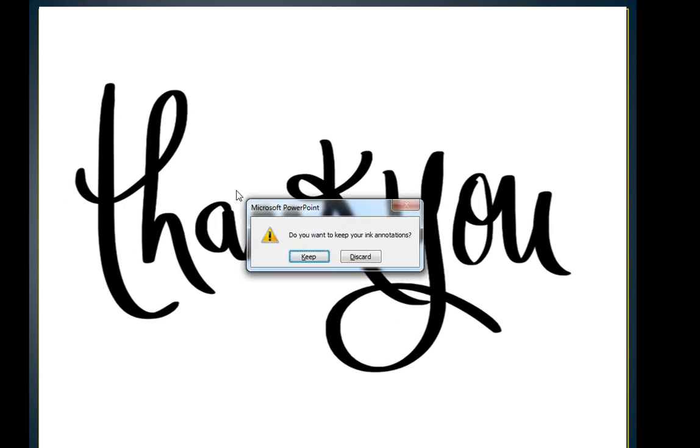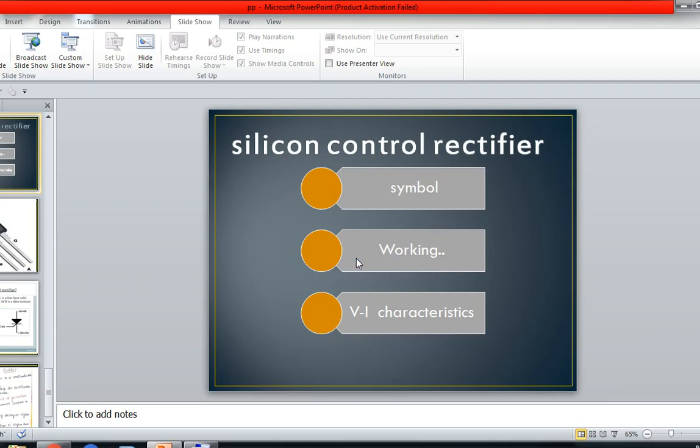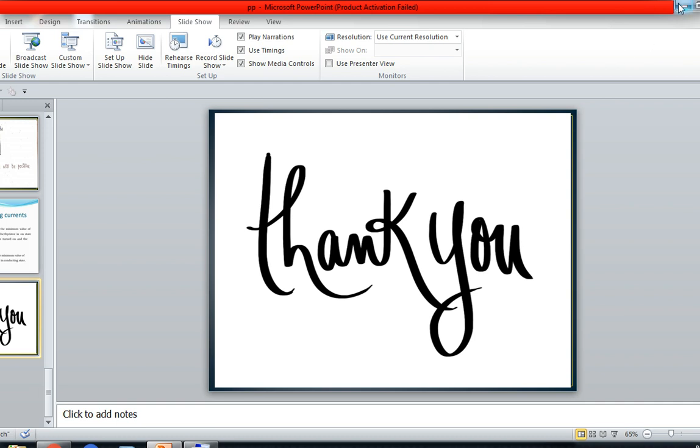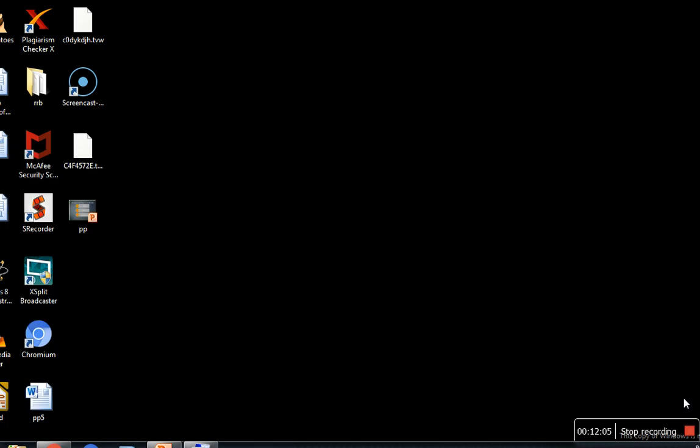Hope you got some knowledge about SCR. So what are the three modes of operation? Those are forward blocking mode, reverse blocking mode and forward conducting mode.